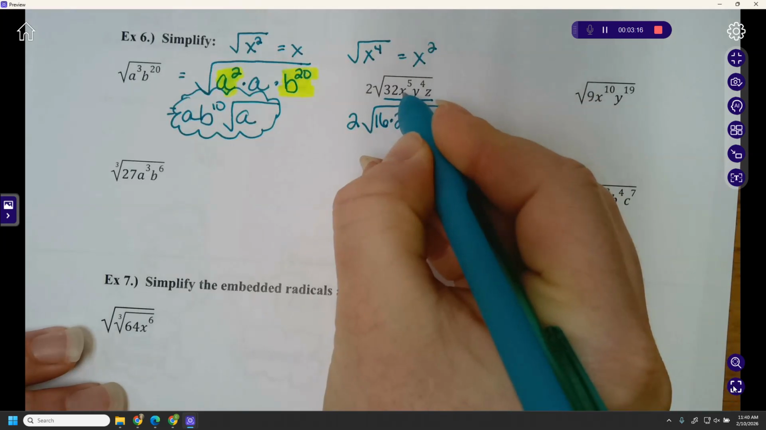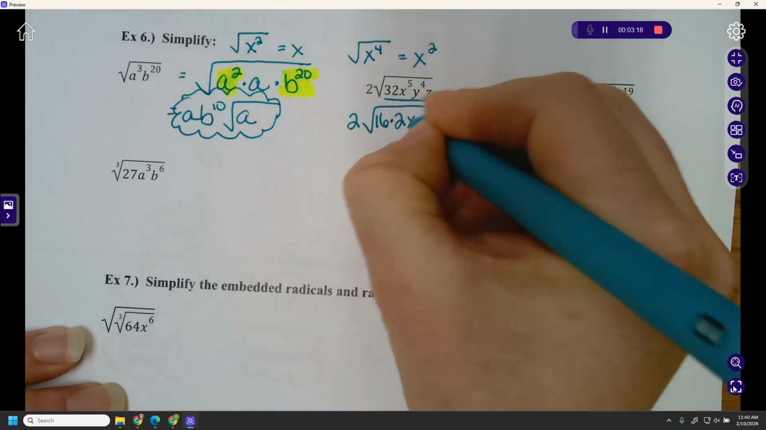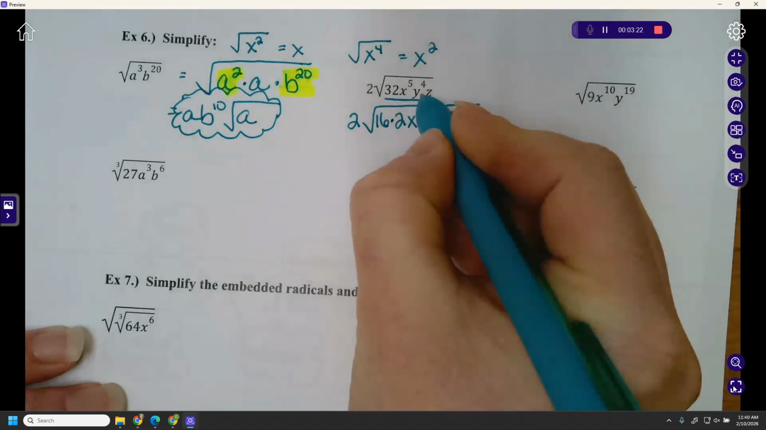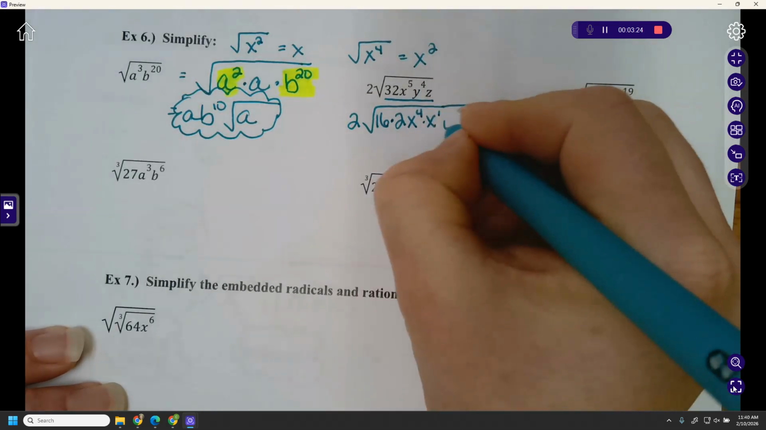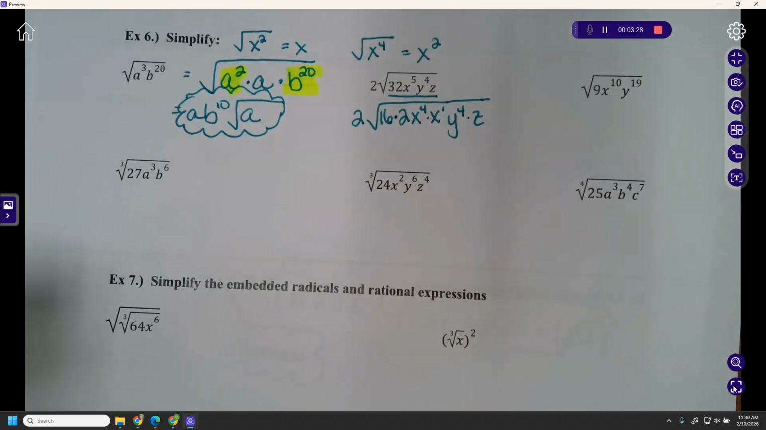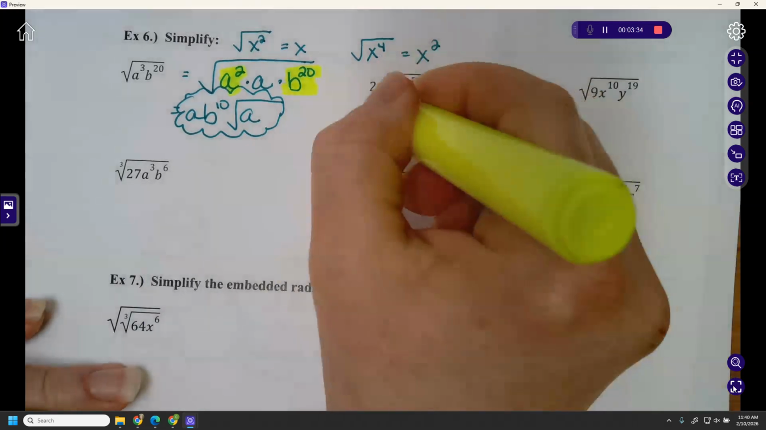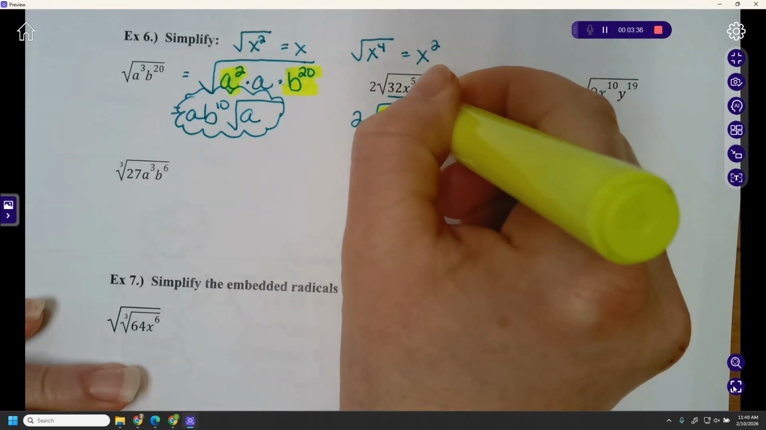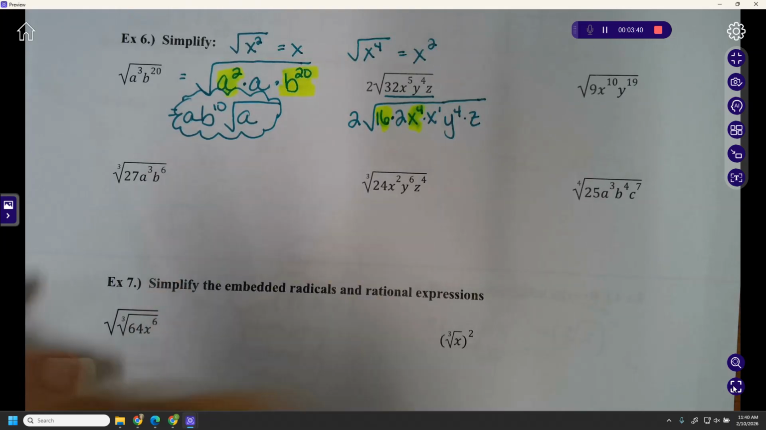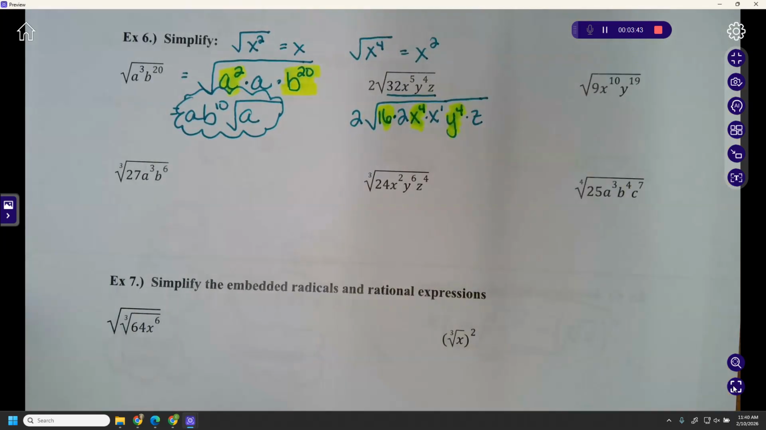I'm going to write x to the 5th as x to the 4th times x to the 1st. y to the 4th is already an even power, so I'm going to leave it. z is not, I'm not able to write that as an even power, so I'm going to also leave that. All right, so what are the things that I can take out of the radical? I'm going to be able to simplify the square root of 16, the square root of x to the 4th, and the square root of y to the 4th. So I take those things out.